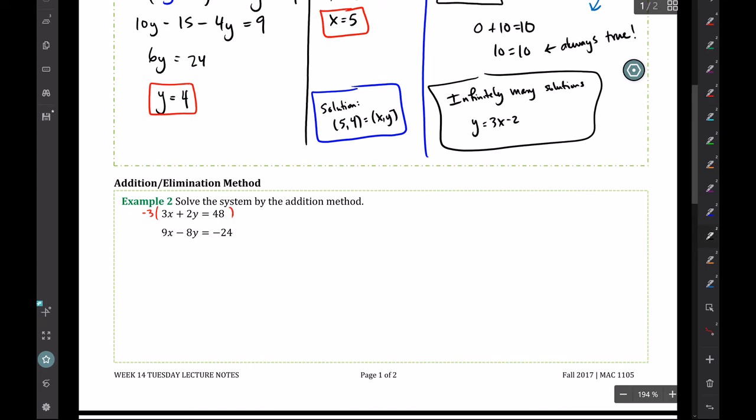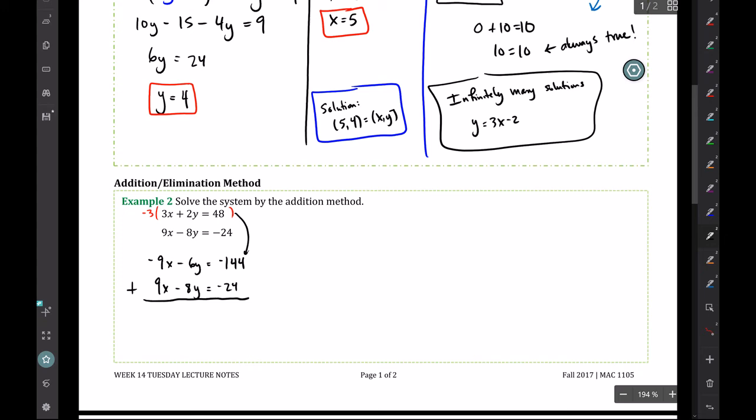So I have -9x minus 6y equals -144. That was -3 times the first equation. And the second equation is still just 9x minus 8y equals -24. Now I'm going to add those two equations together.